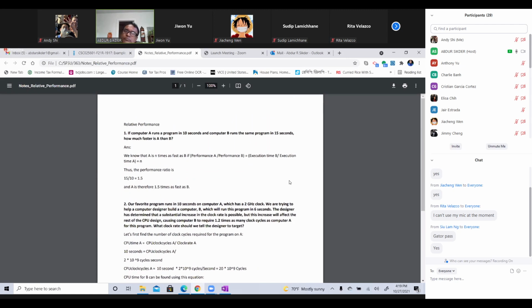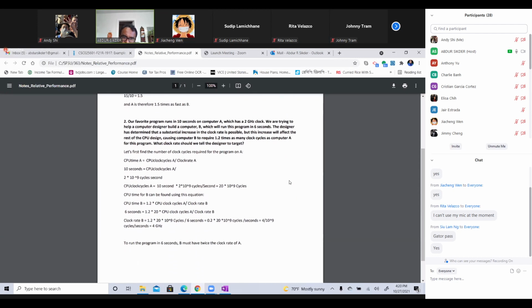Relative performance. If computer A runs a program in 10 seconds and computer B runs the program in 15 seconds, how much faster is A than B? We have an example on that slide. A is n times as fast as B if performance A divided by performance B equals execution time B divided by execution time A equals n. So the performance ratio is 15 divided by 10, 1.5. So A is therefore 1.5 times as fast as B.